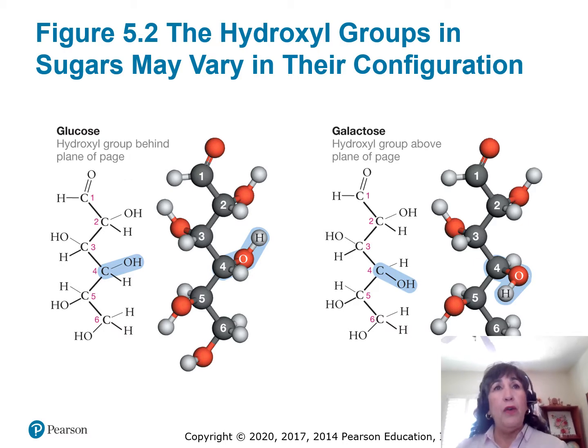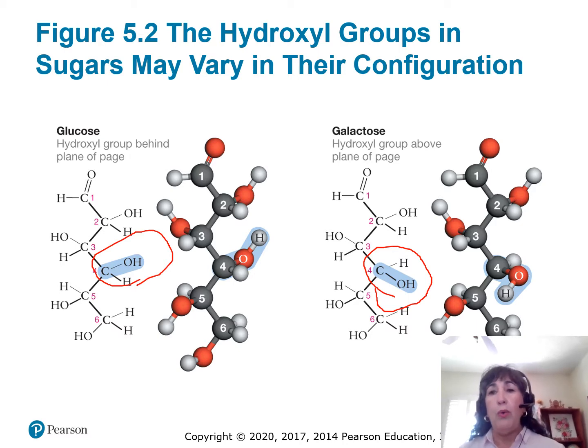Now let's take a look at figure 5.2. Here we notice that there's actually a movement of the hydroxyl group, OH. Let's see if we can see that. Here the hydroxyl group is located above the carbon plane. Notice this carbon backbone. Here we see that the OH is above the carbon, but if we look at galactose, which also has 6 carbons, the only difference is on the 4th carbon, the hydroxyl group is located below the carbon plane.